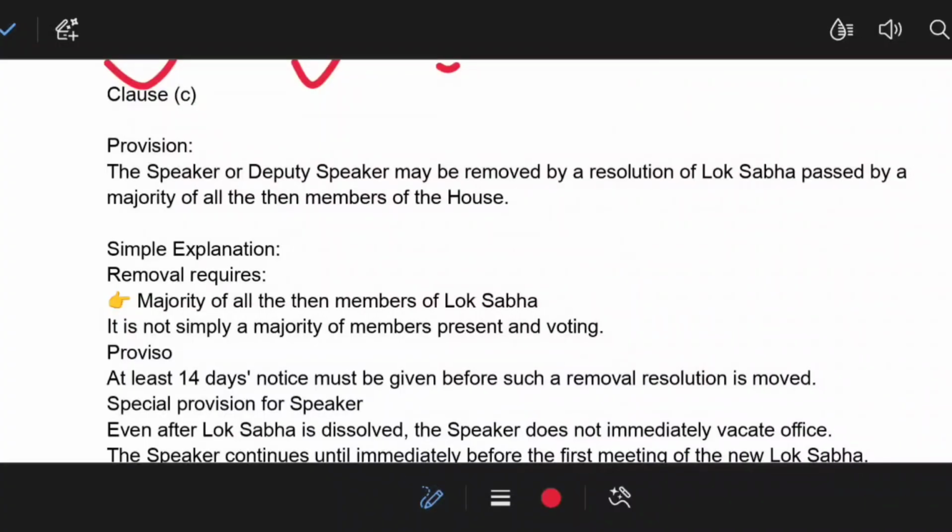Clause C. Article 93 is generally talking about under what grounds or under what conditions the offices of these office bearers can become vacant. That is the simple meaning. So there are various ways through which the offices of these officers can become vacant: resignation, removal, or some other reason. Okay, so all these things are described in this article. Clear? So the Speaker or Deputy Speaker may be removed by a resolution of the Lok Sabha passed by a majority of all the then members of the House. Present, not present only.